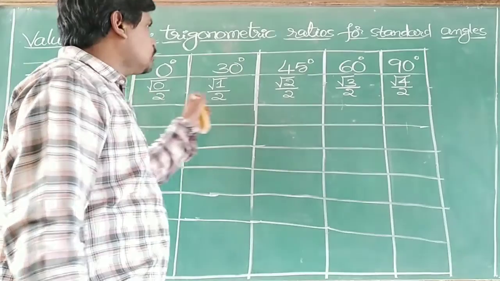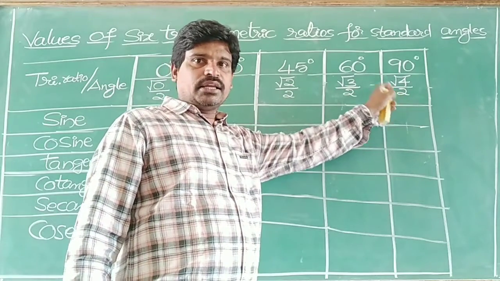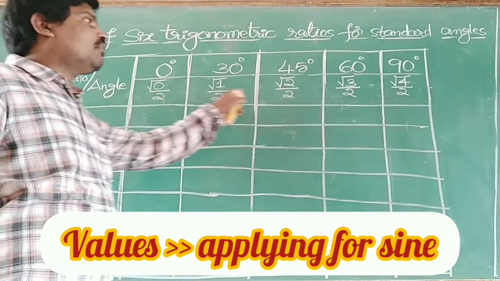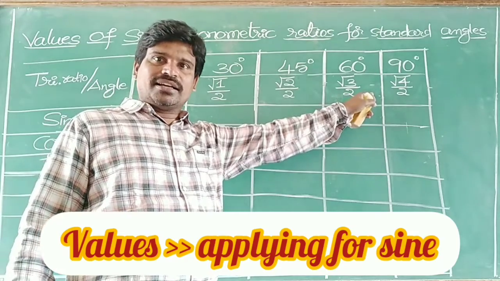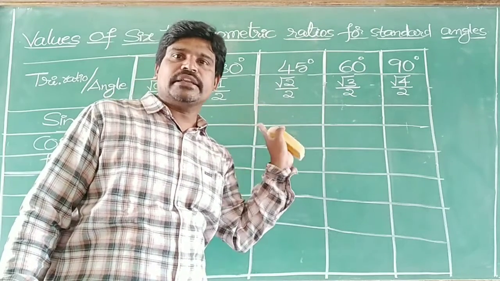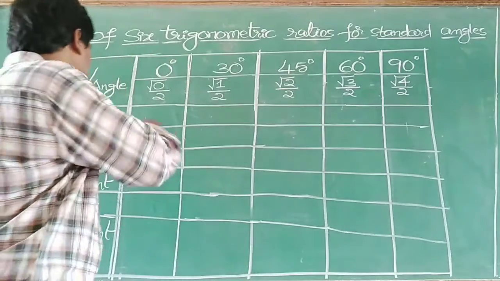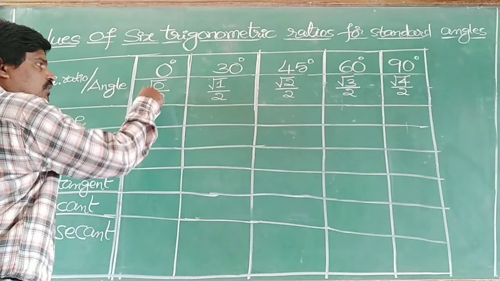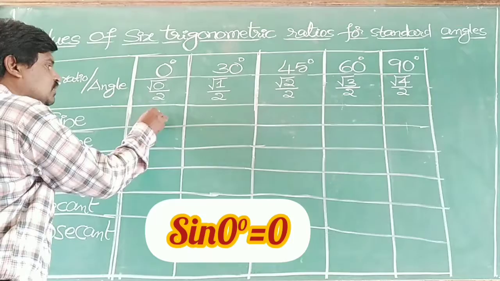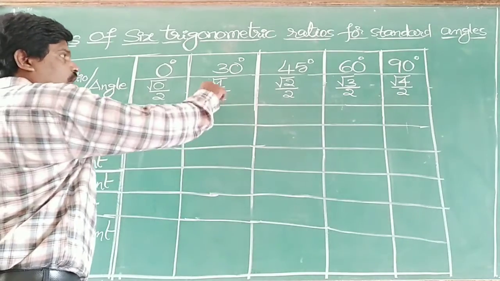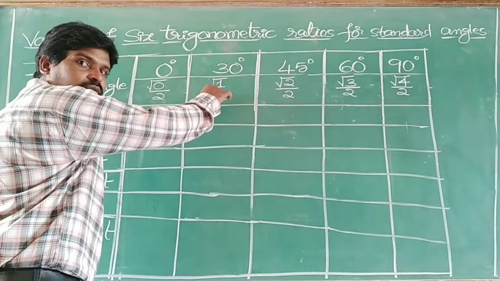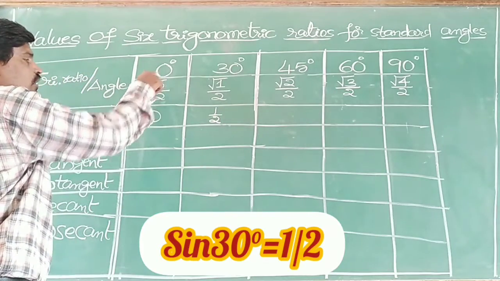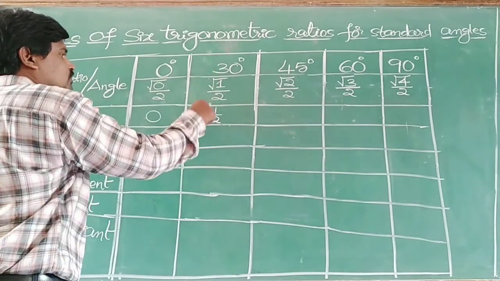Whatever values I have written in one order with a trick, these values you apply for sine according to the angle. So sine 0 is root 0 by 2. Root 0 value is 0, so 0 by 2 is 0. Like that, root 1 by 2: root 1 value is 1, so 1 by 2. I mean sine 0 is 0, and sine 30 is 1 by 2.